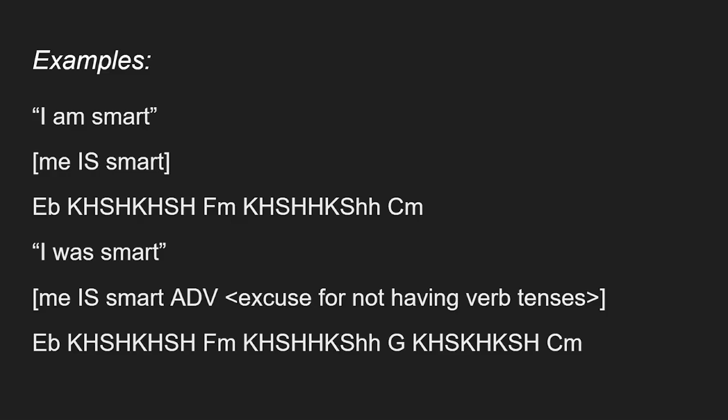Here are some examples. For example, the phrase I am smart. If I want to translate it, I would have to use an E flat chord, then the word for me, then the F minor chord, the word for smart, and the C minor chord. And if I wanted to translate I was smart, for example, I just use E flat chord, word for me, F minor, word for smart, then a G chord, and this word, which I like to call the excuse for not having verb tenses, and then the C minor chord.